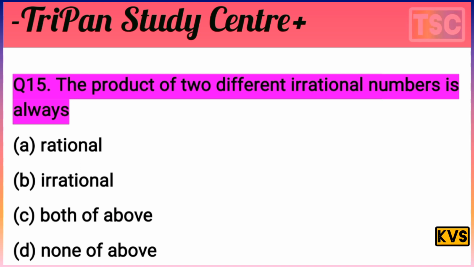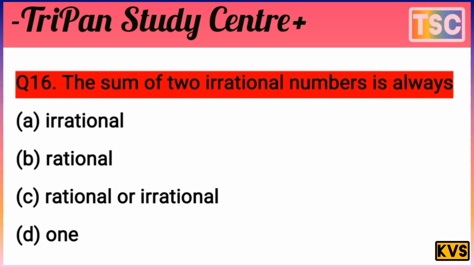The question is clear. The product of two different irrational numbers is... Two different ones means the answer here is B, irrational number. Option B is correct here.